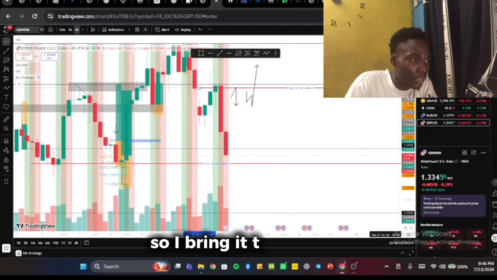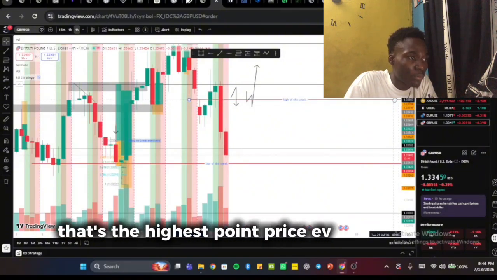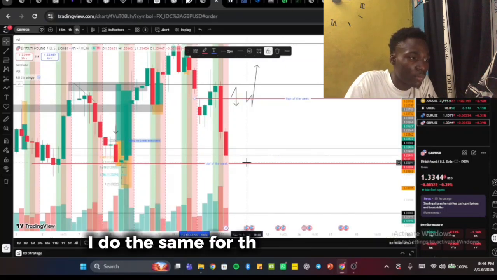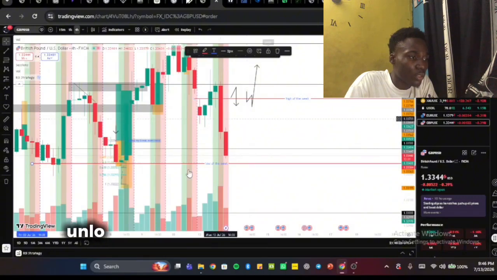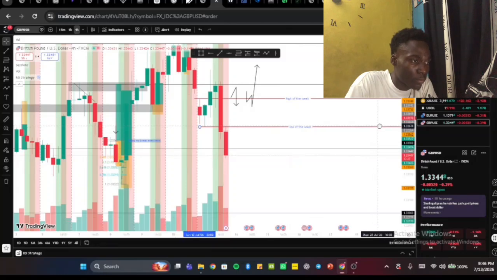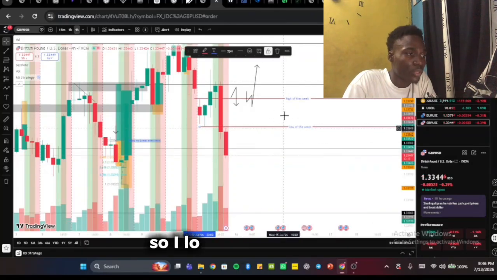So I bring it to the high. That's the highest point price ever got to, this region here. Then I lock it. I'll do the same for the low of the week. Unlock, and then I drag it to the low of the week. That's the lowest point price ever got to. So I log that as well.